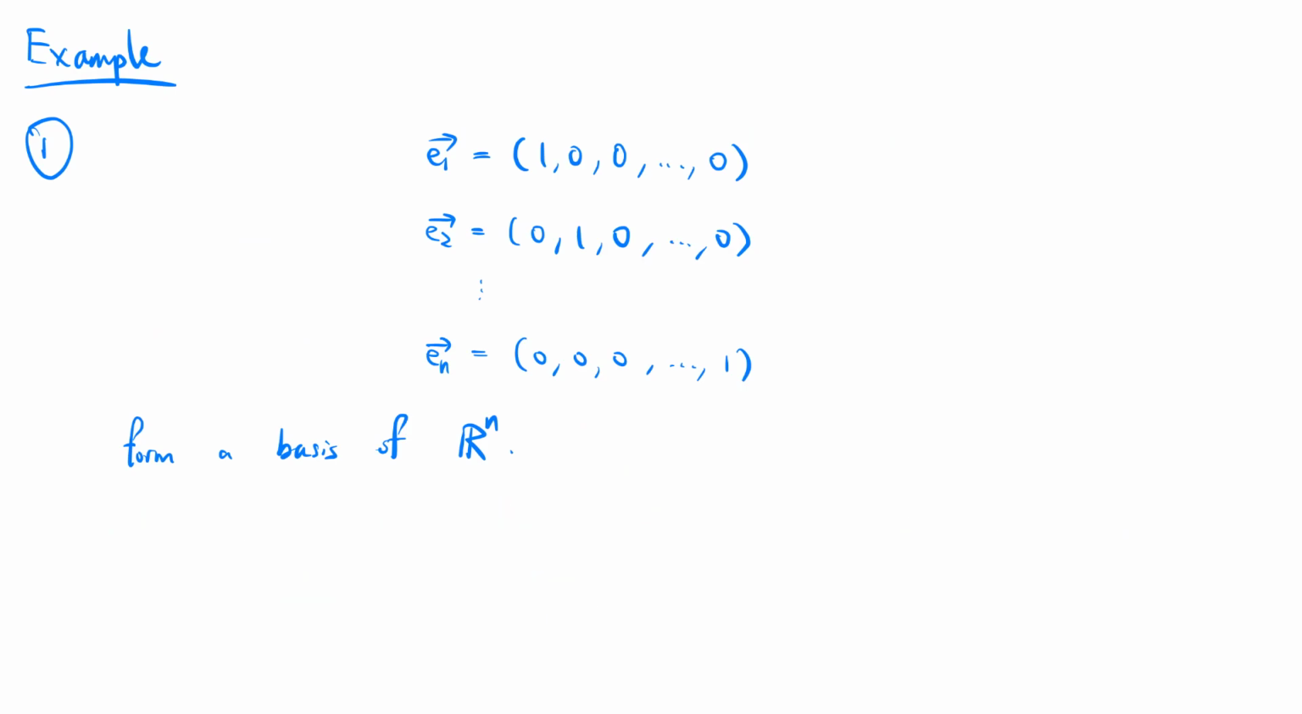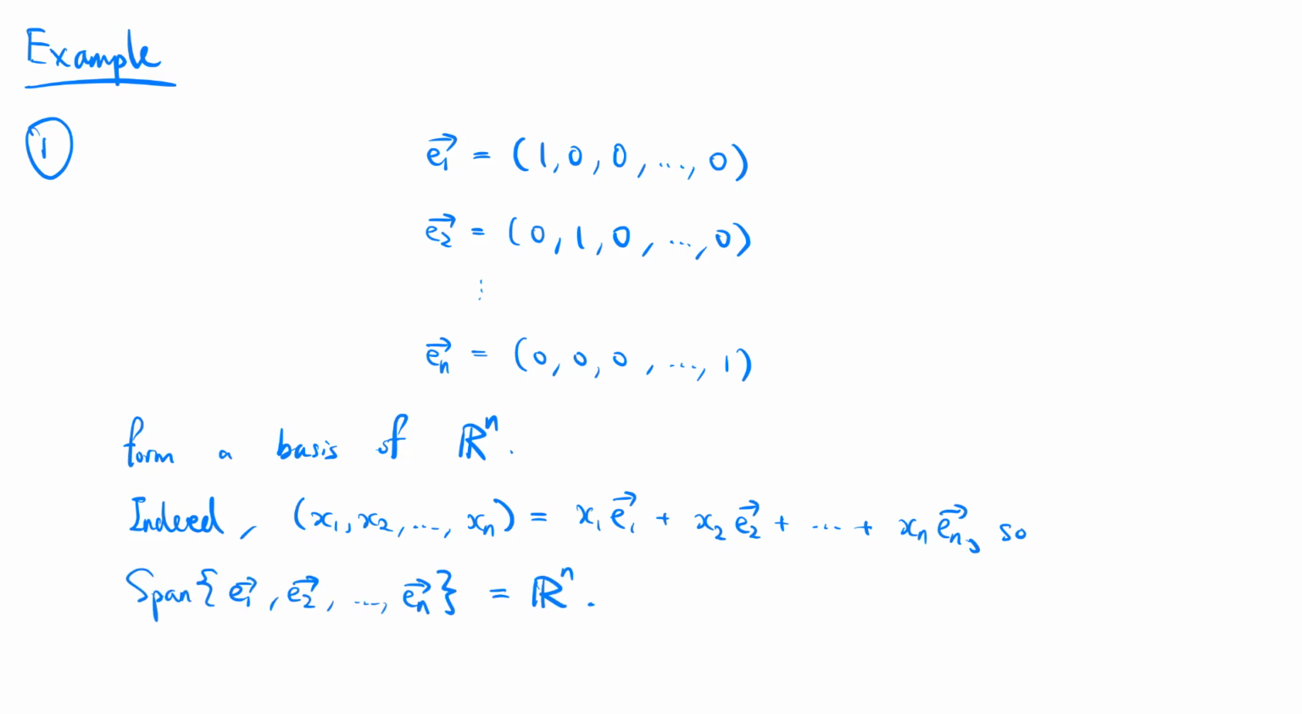For example, e1, e2 up to en form a basis of Rn. Indeed, the vector (x1, x2 up to xn) can be written as x1 times e1 plus x2 times e2 plus up to xn times en, so the span of e1, e2 up to en is the whole of Rn.